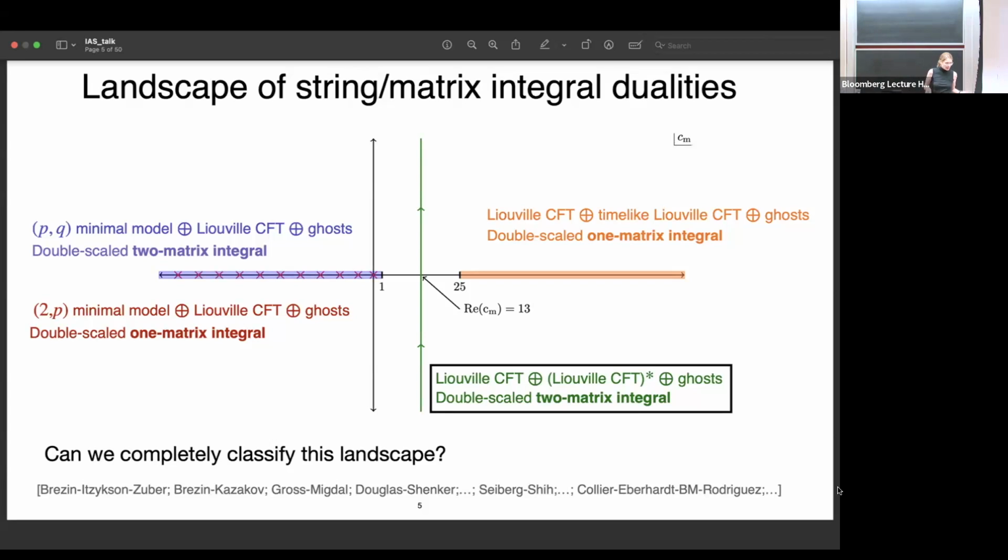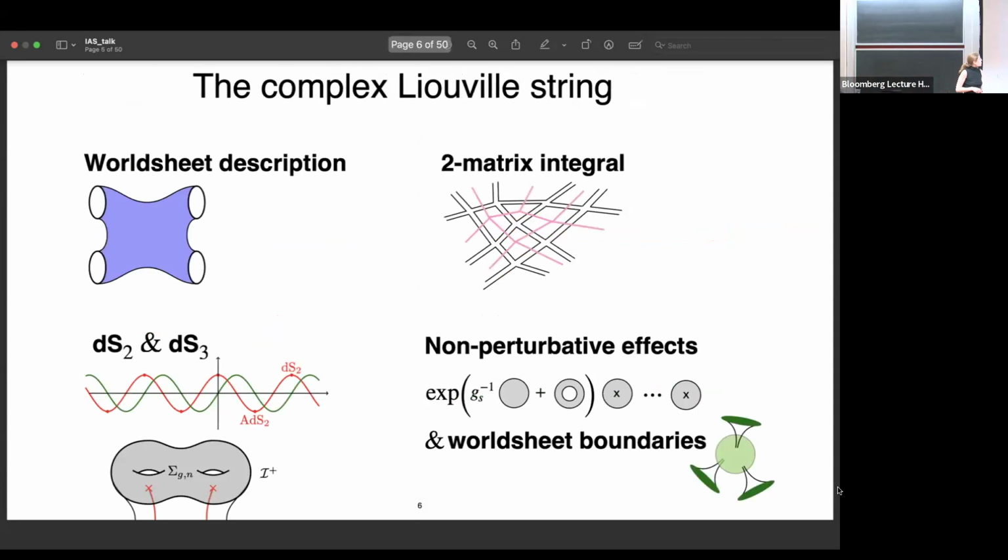So again, zooming out, this is a very cool picture, I think. But of course, the question remains, can we completely classify this landscape of 2D string theory matrix integral dualities? Very good. So this is the bigger picture motivation, but I think it's time to go through the complex Liouville string, unless there are any questions.